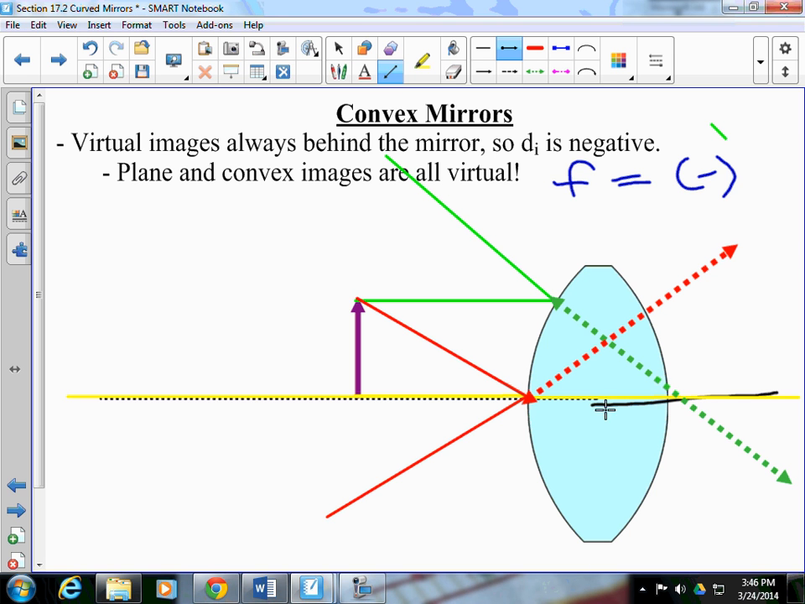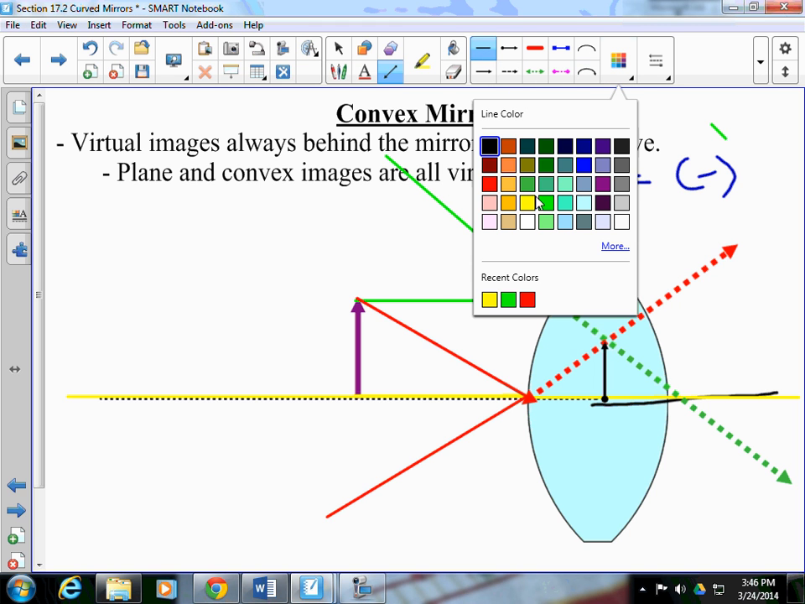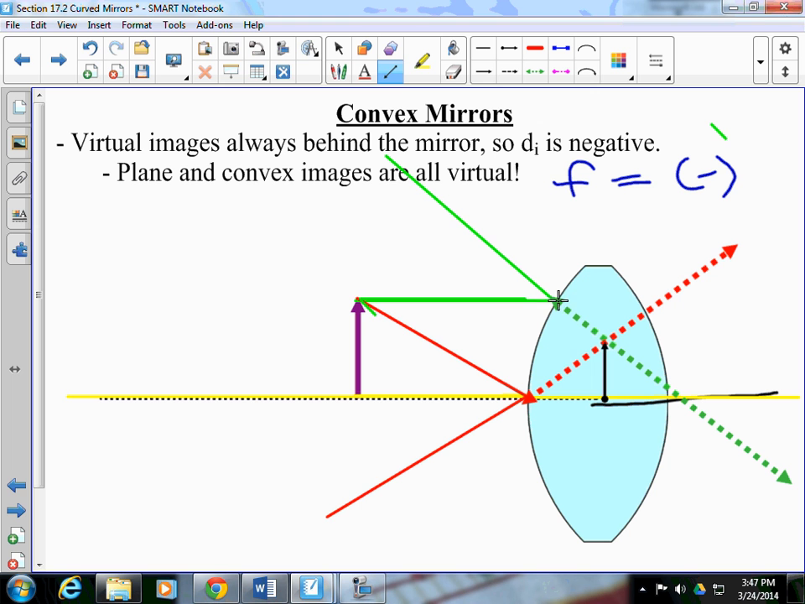Where's my new object? It's behind the mirror. It's upright, and it's smaller. So what we're doing real quickly here is we have two lines. We have, again, our green line that goes to the mirror and bounces up.